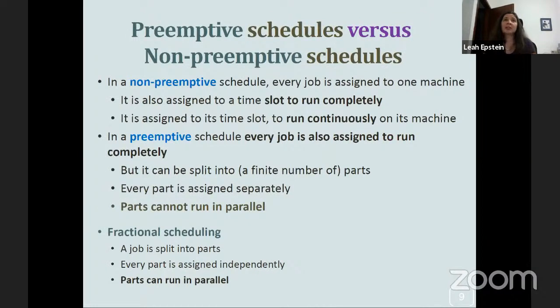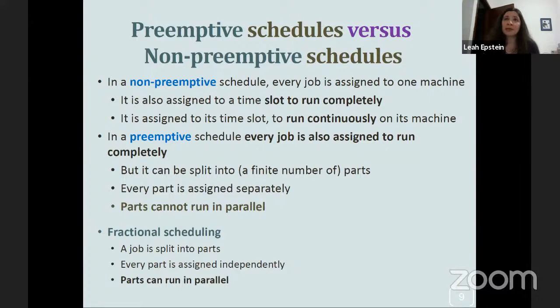So here is a comparison between preemptive and non-preemptive in terms of definitions. In a non-preemptive schedule, every job is assigned to one machine and to one slot, to run completely in this time slot, and it runs continuously or consecutively. In a preemptive schedule, it can be split into parts, and each part is assigned separately. And there's also a model of fractional scheduling where you do allow to run parts in parallel, but this is not what we are going to discuss today.